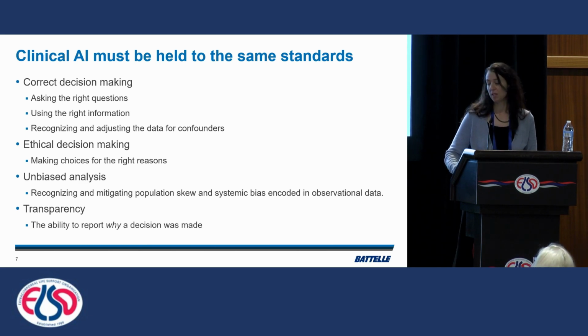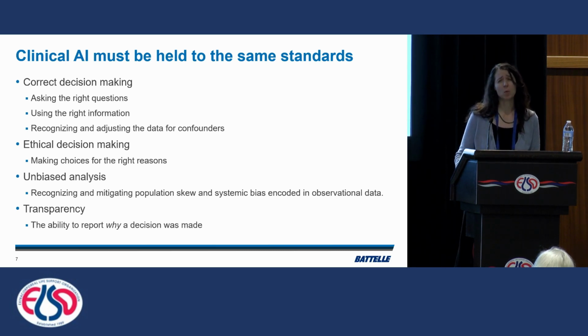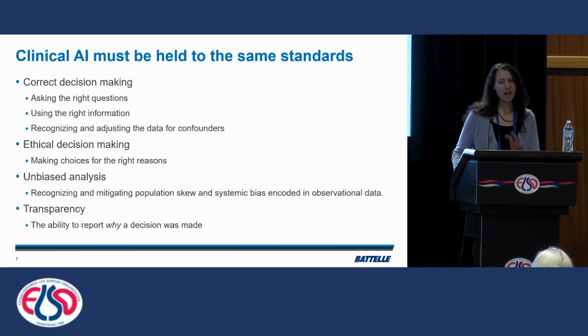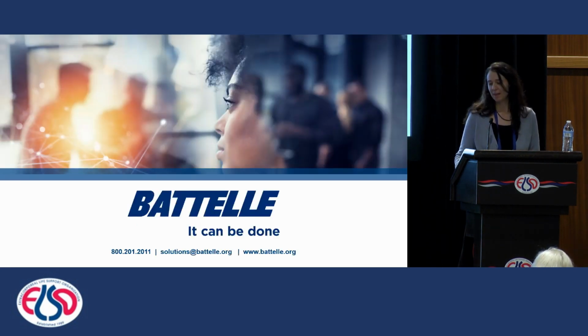And the other thing I think we need to think about is systemic bias in our population data from historical data. So we need to make sure that we're aware of it and that we're adjusting for it so we don't continue to compound it. And then transparency as well. So this is a really important part of building trust for AI and clinicians. Thank you.